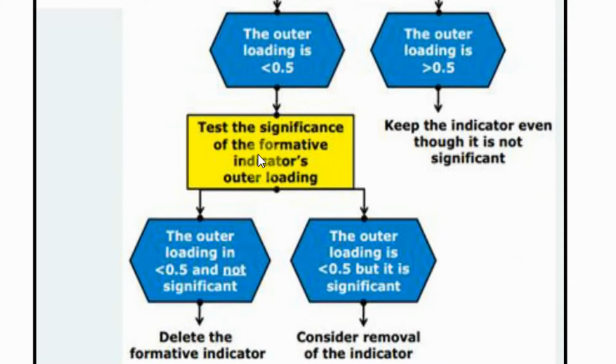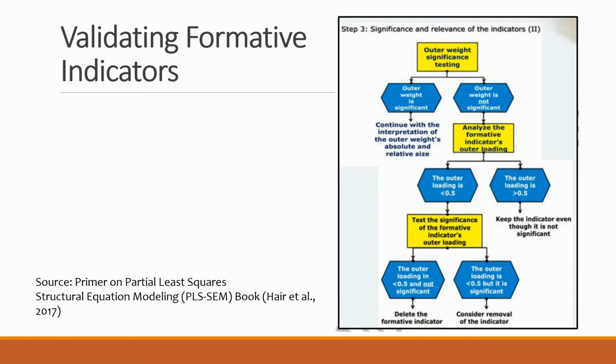What if your loading is less than 0.5? We are going to test the significance of the formative indicator's outer loading. If the outer loading is less than 0.5 and not significant, we are going to delete the formative indicator. However, if the outer loading is less than 0.5 but it is significant, we may consider its removal if it's not very critical to the analysis and the content validity. Now we will look into how to practically assess formative indicators and how to validate them.